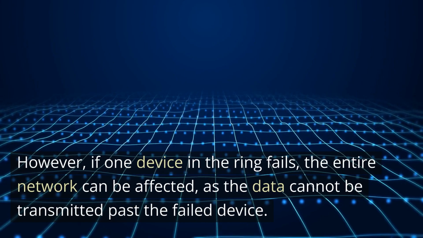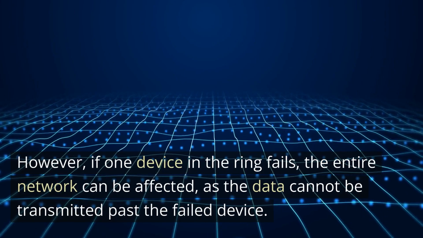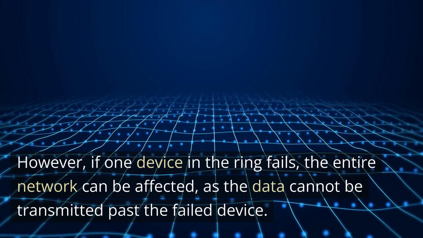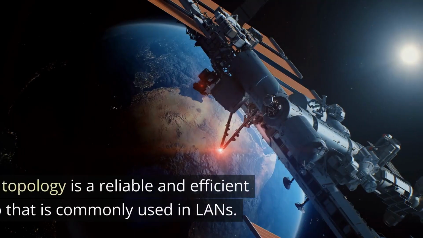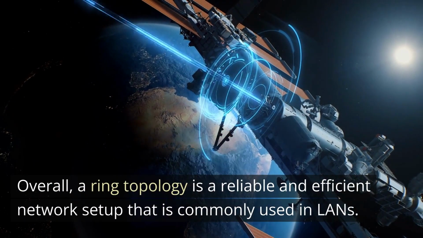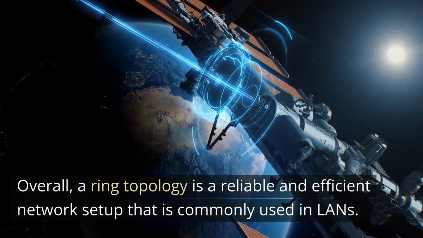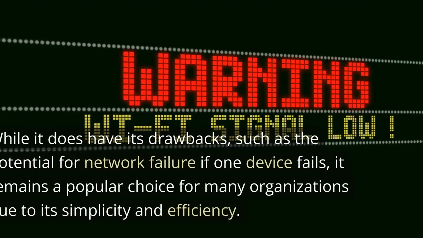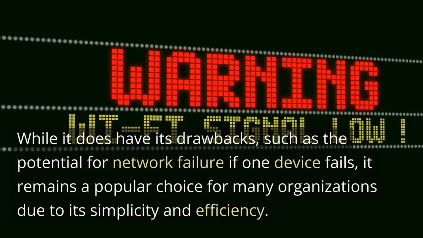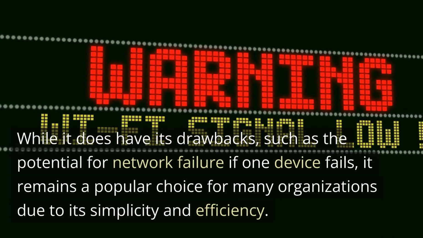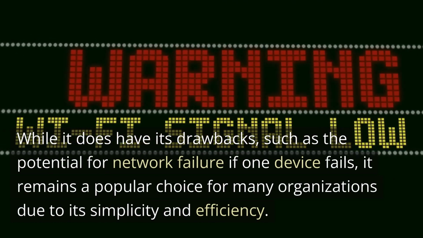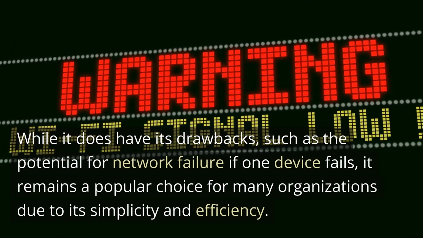However, if one device in the ring fails, the entire network can be affected, as the data cannot be transmitted past the failed device. Overall, a ring topology is a reliable and efficient network setup that is commonly used in LANs. While it does have its drawbacks, such as the potential for network failure if one device fails, it remains a popular choice for many organizations due to its simplicity and efficiency.